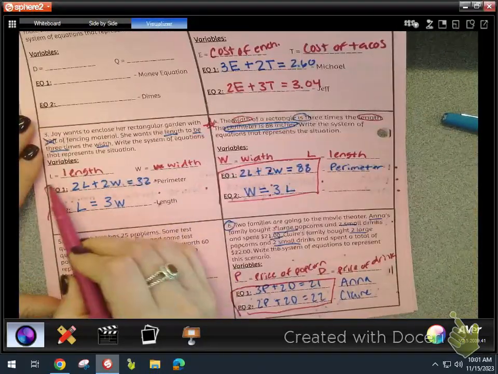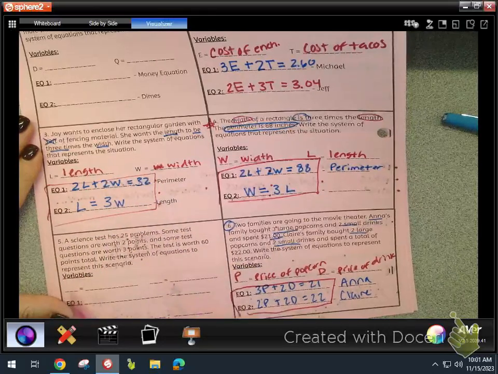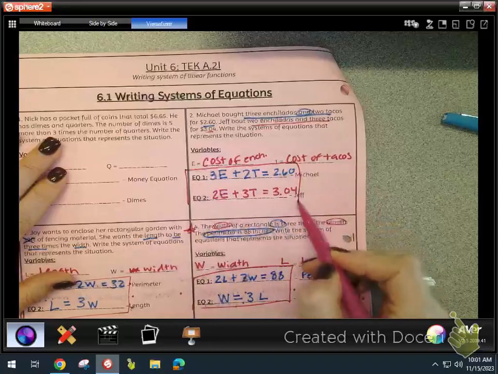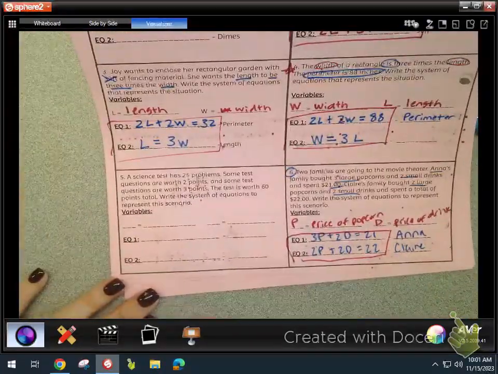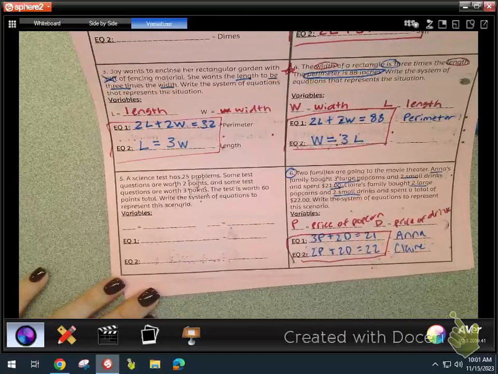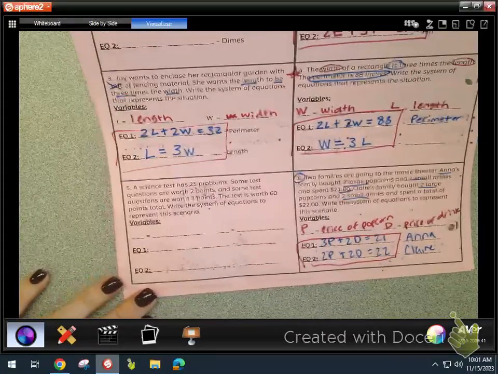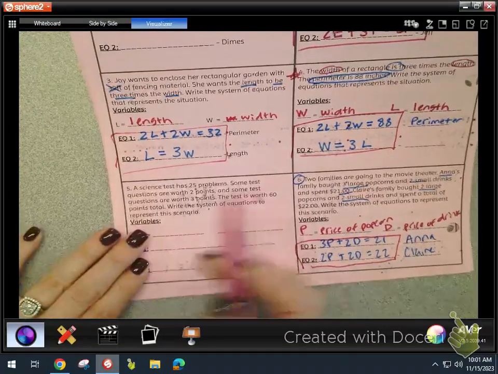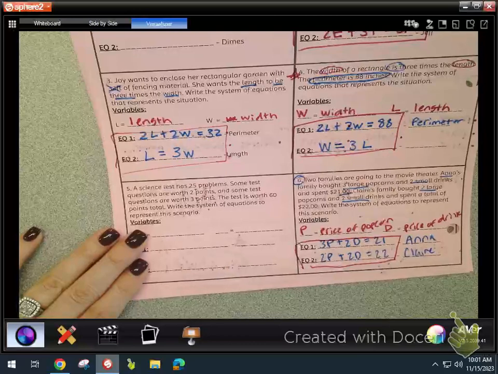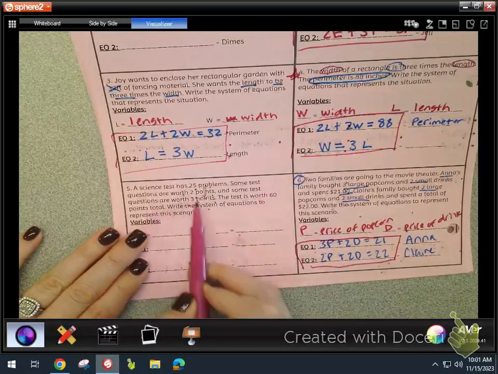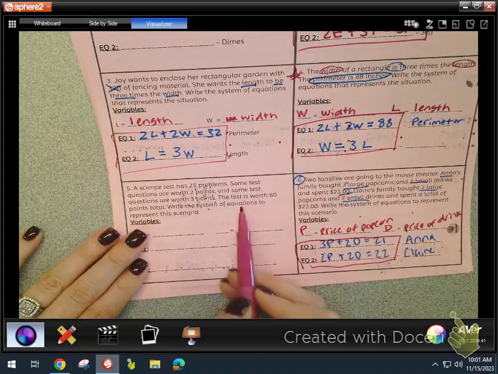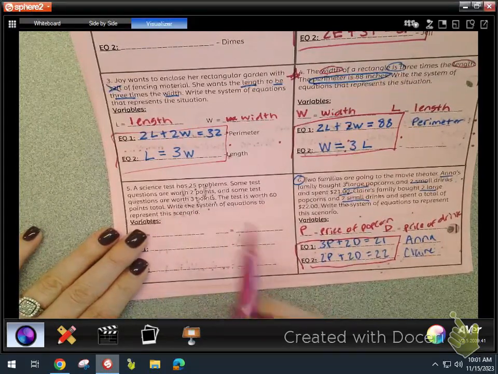Okay? All right, the last 2 we're going to do together are 5 and 1. And I'm boxing these so we know what our answers are. 5 and 1, I think, are definitely more thinker problems, but we can do it. We've got this, okay? So let's start with 5. A science test has 25 problems. Some test questions are worth 2 points. Some test questions are worth 3 points. The test is worth 60 points total.